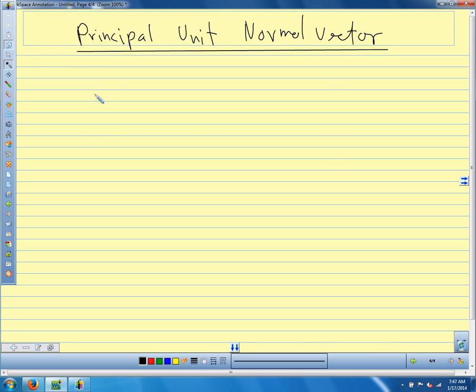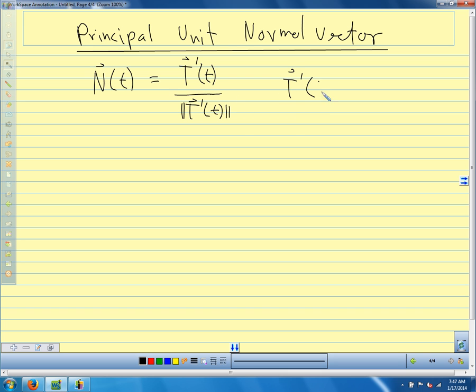And we call this capital N. N of t is t prime, and let me make the time dependence here explicit, t prime over the length of t prime. And we want t prime not equal to 0. And we want r to be smooth, because we defined t where r was smooth, so r represents a smooth curve.